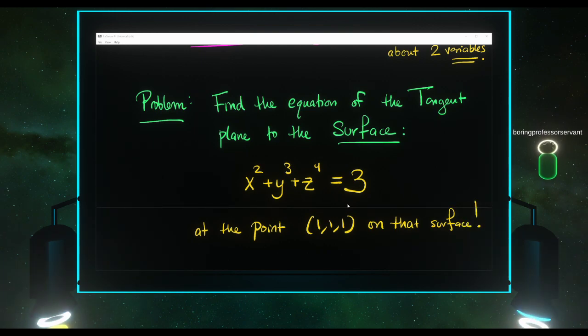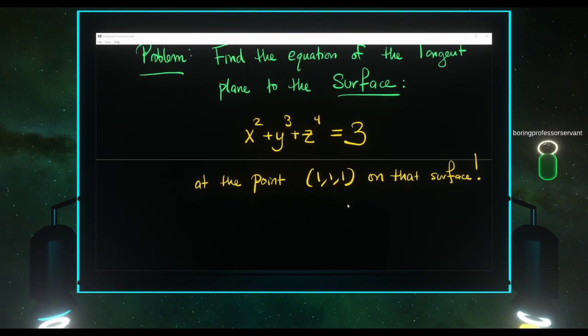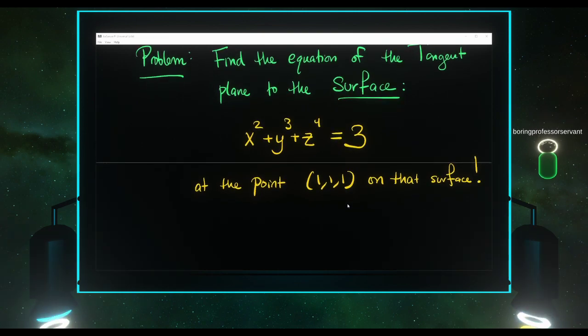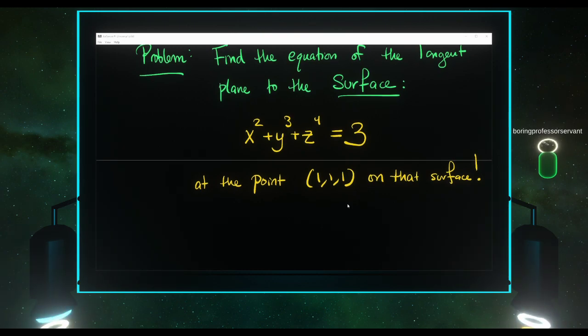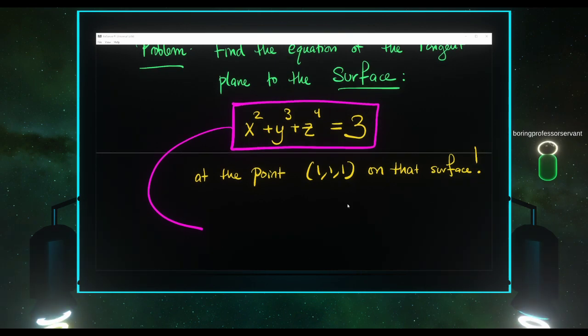Wow, you might say you didn't teach us anything about this problem. But you see, I did teach you, because nothing was special about two variables. Let me interpret this problem for you. What is this surface? This surface is a level set.